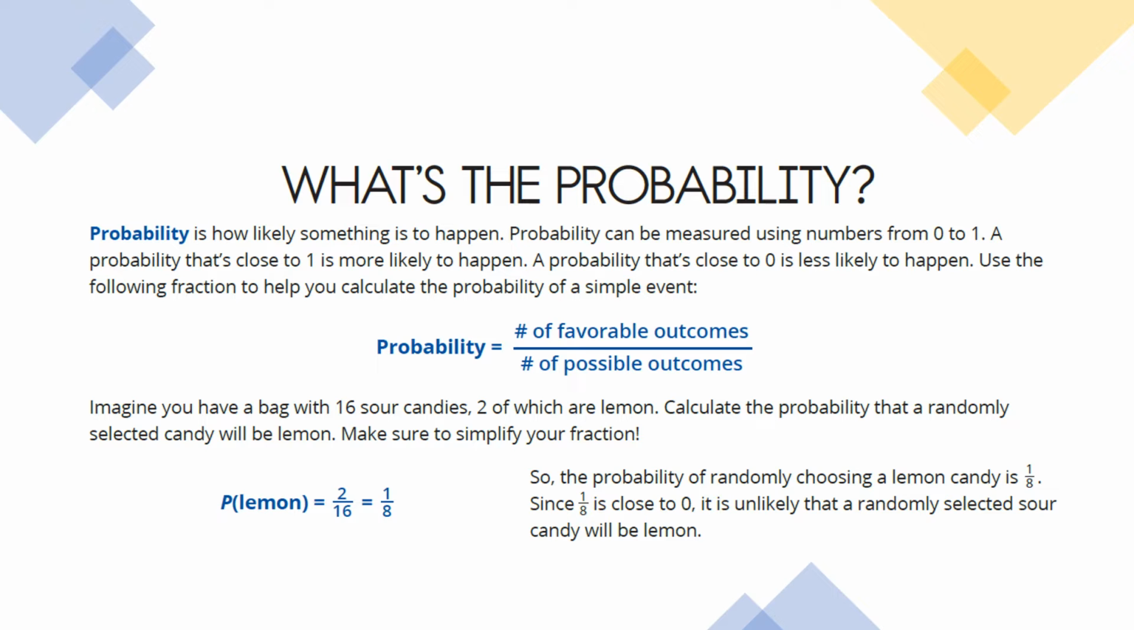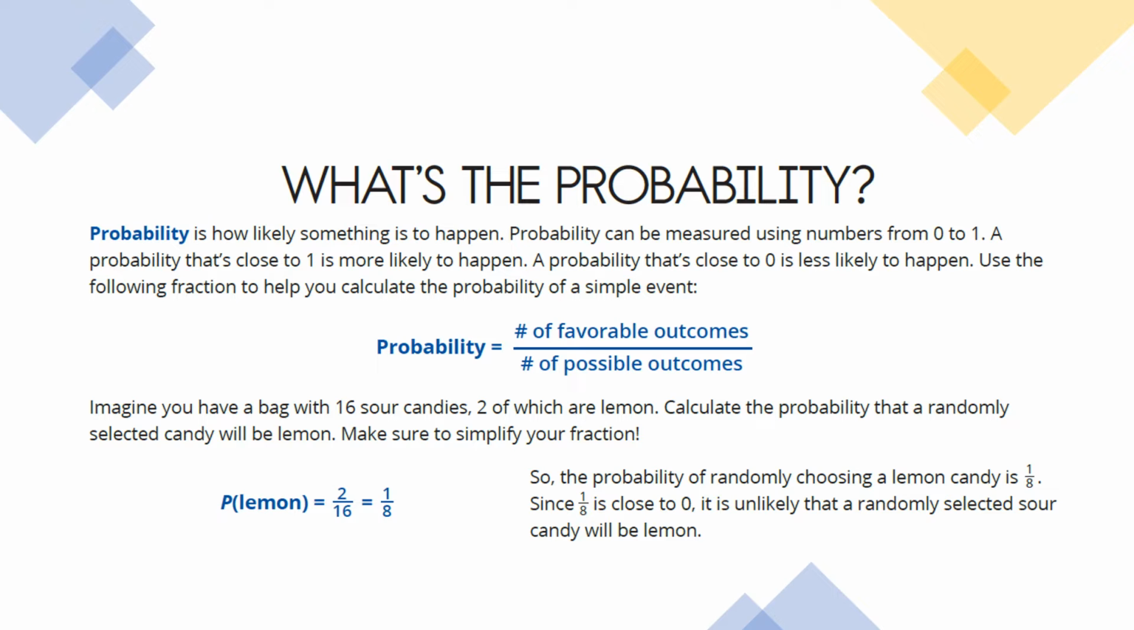And you probably will remember probability from elementary days or even maybe 7th or 6th grade. So probability is equal to the number of favorable outcomes over the number of possible outcomes. So imagine you have a bag of 16 sour candies. 2 of them are going to be lemon. Calculate the probability that a randomly selected candy will be lemon. Make sure you simplify your fraction.